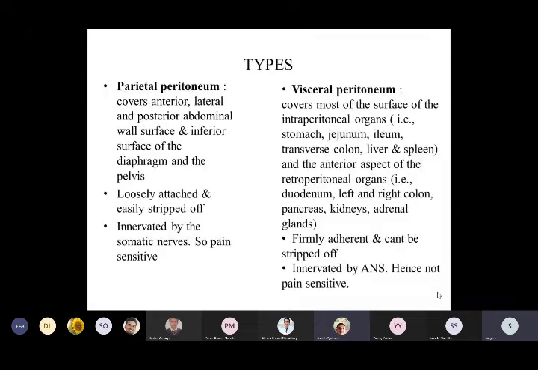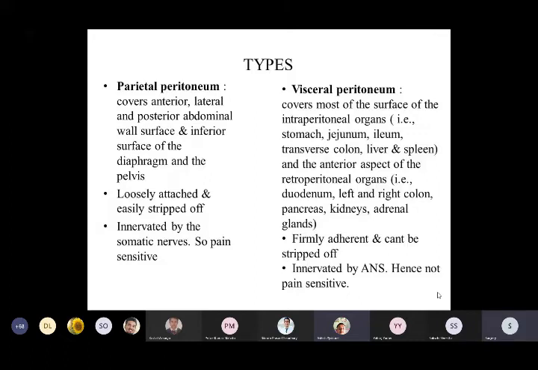The parietal peritoneum, as I already told, covers the anterior, lateral, and posterior abdominal wall surface and the inferior surface of the diaphragm and the pelvis. The visceral peritoneum covers most of the surface of the intraperitoneal organs, that is stomach, jejunum, ileum, transverse colon, liver, and spleen, and the anterior aspect of the retroperitoneal organs, that is duodenum, left and right colon, pancreas, kidney, adrenal. The parietal peritoneum is loosely attached and easily stripped off, and it is innervated by the somatic nerves, so it is painful.